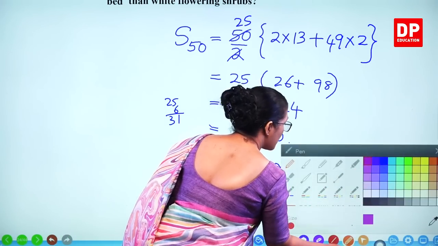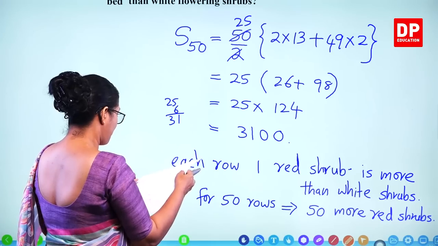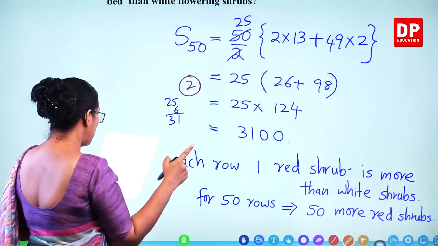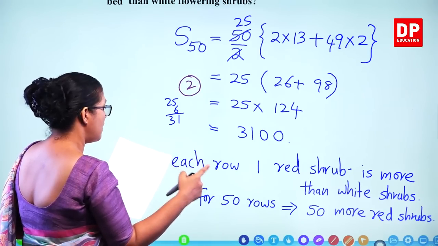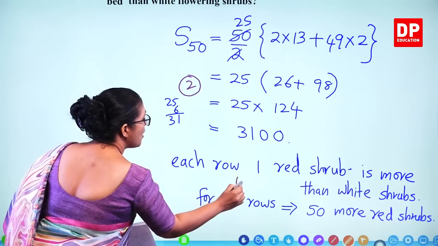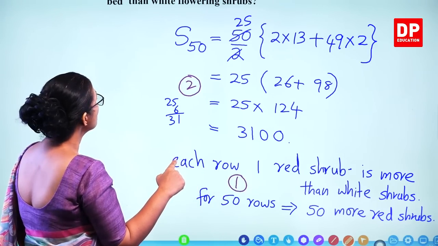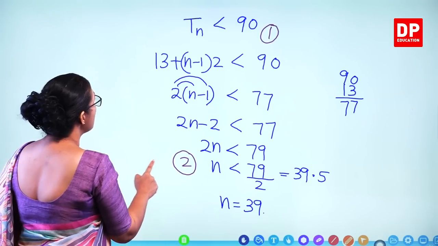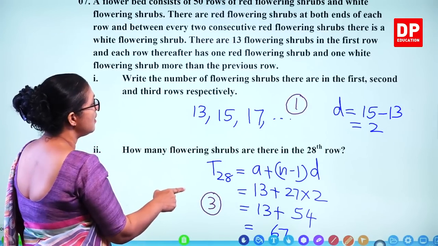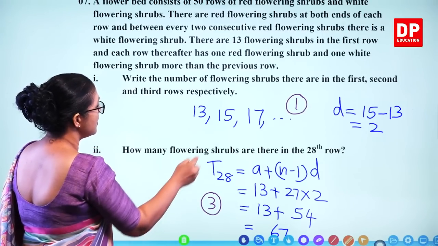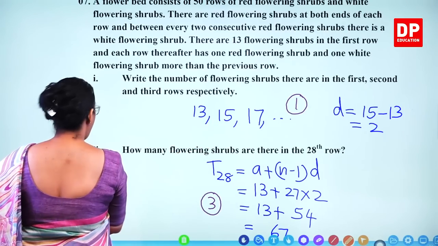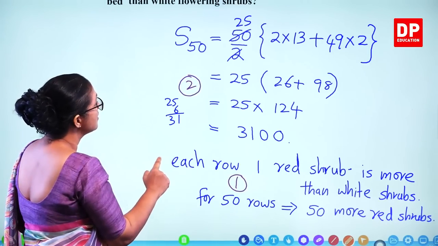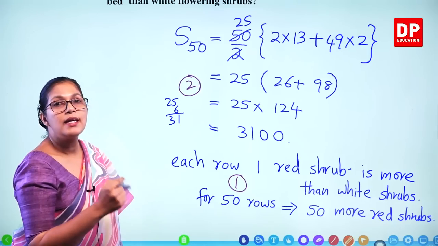So you get 2 marks for this one, finding the total, and writing down this one, just 1 mark. So 4, 5, 6, 7, 8, 9, 10. Here, 3, 4, 5, 6, 7, and 3, 10 marks.